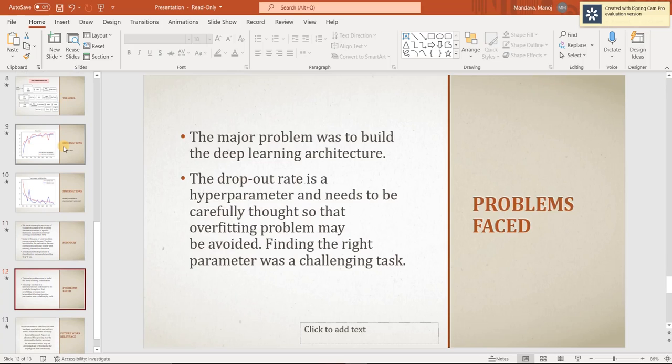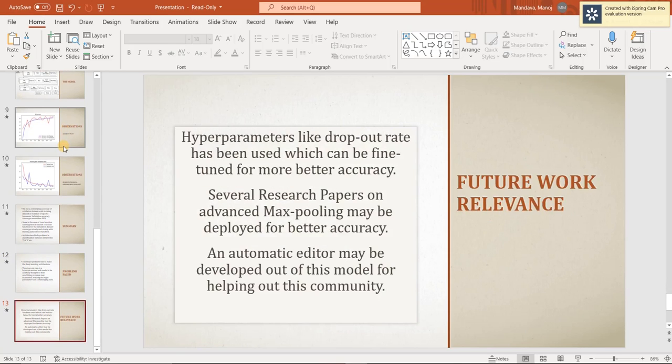The major problem we faced was building the deep learning architecture. The dropout rate is a hyperparameter that was very high and needs to be carefully chosen so that the overfitting problem may be avoided. Finding the right parameters was a challenging task. Looking to the future, the hyperparameters, like the dropout rate, can be fine-tuned for better accuracy, and advanced max pooling may be deployed for better accuracy. An automatic editor may also be developed for this model to help communication.